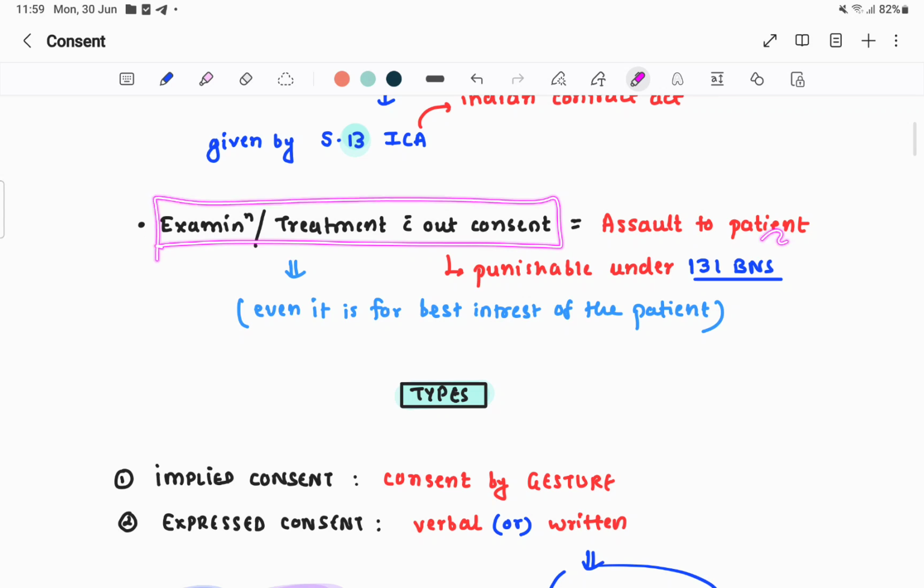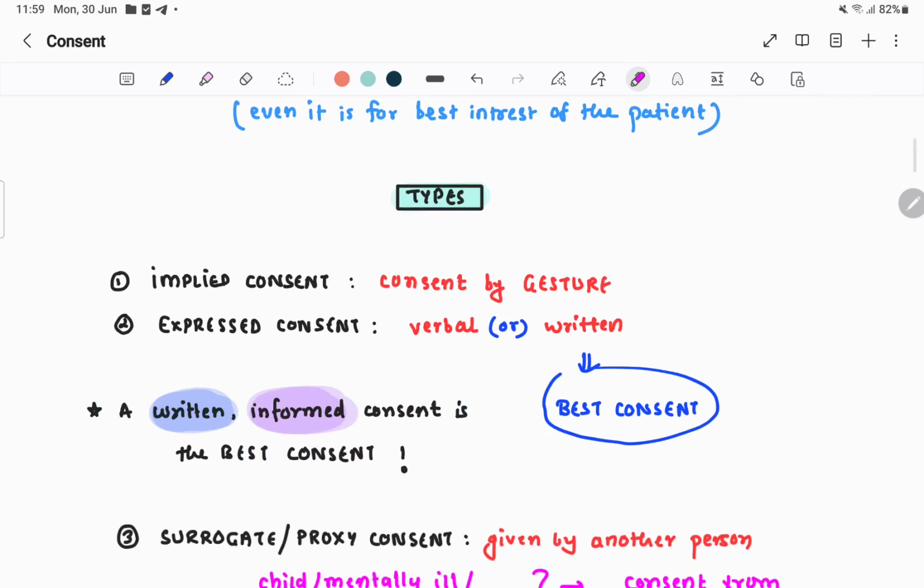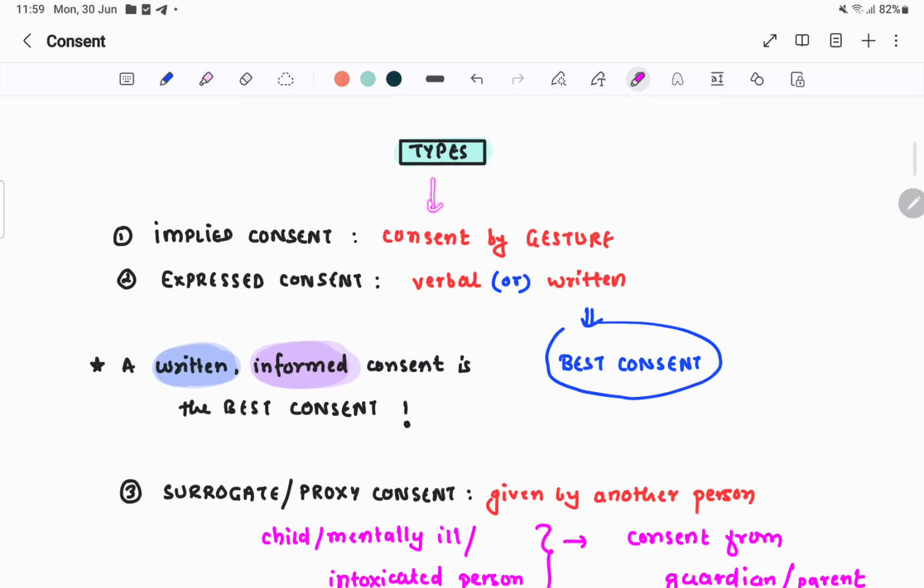Examination or treatment without consent is assault. If you are not taking consent and you are doing a procedure, it will lead to assault of the patient. Even if it is in the patient's best interest, it doesn't matter; the patient will be assaulted. Types of consent: what are the types?